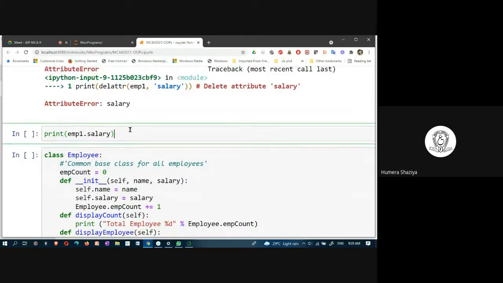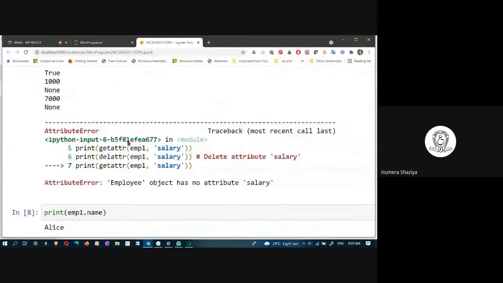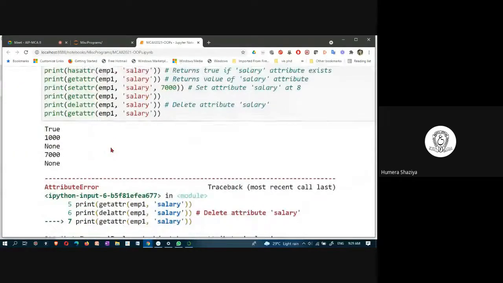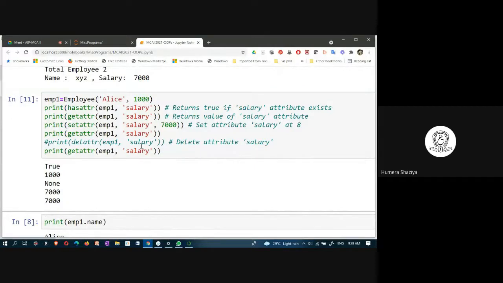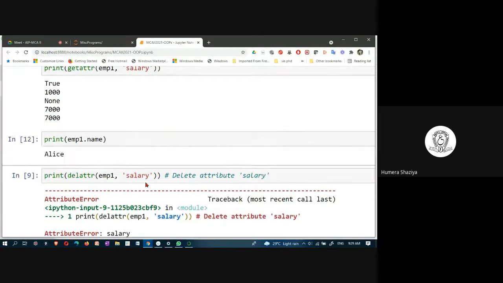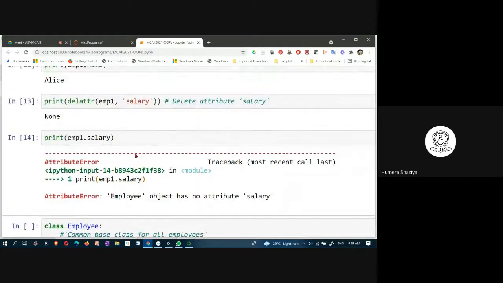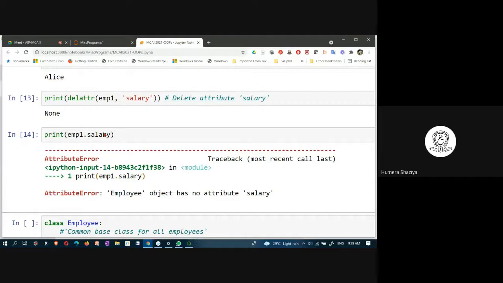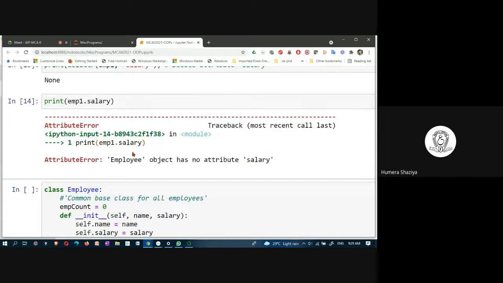This will also give an error because that attribute was deleted. Just because the attribute was deleted, all these cells are giving errors. What we will do is comment it and try to execute it again. Now these cells won't give any error, because again it is deleted here. The subsequent cell is raising an error. Once it is deleted, if you try to access it, it raises an error.